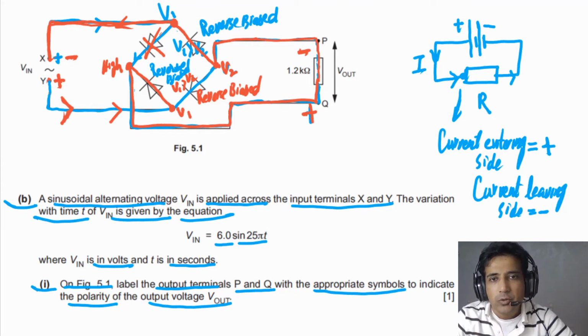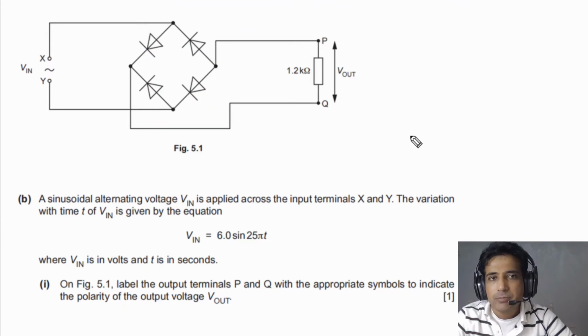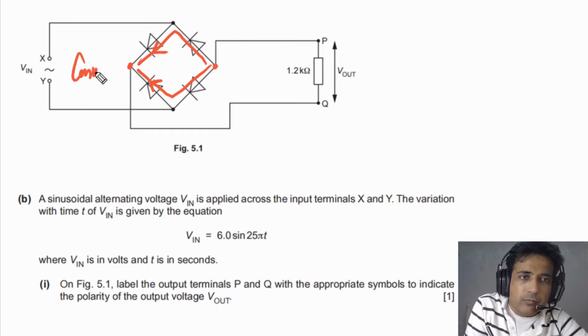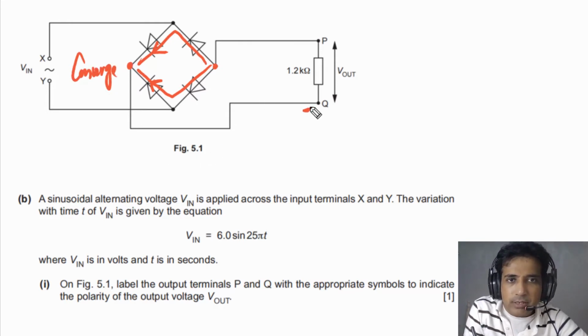So first of all, I will clean this one and then I will explain you one shortcut. If you look at these diodes, look at this junction and also look at this junction. At this junction, you can see these diodes converge. So they converge at this point, and this side has to be connected with positive.